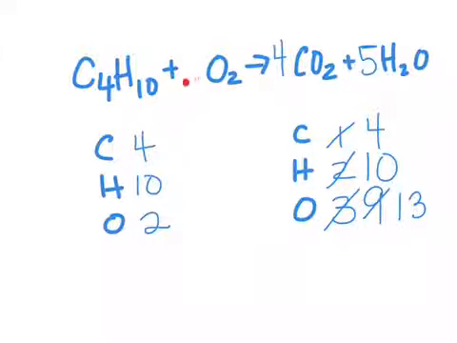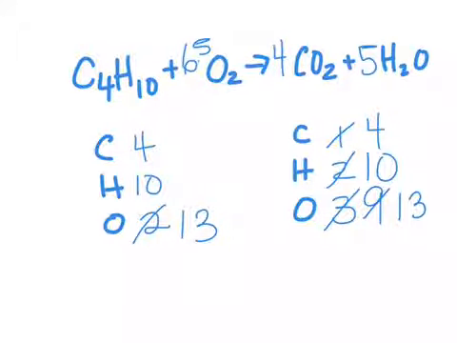So the coefficient I'm going to put here is going to be a number that when I multiply it by 2, it gives me the odd 13. So that means that I'm going to use 6.5 as my interim coefficient, and that's going to change this to 13. And nicely, I now have balanced all of my elements.